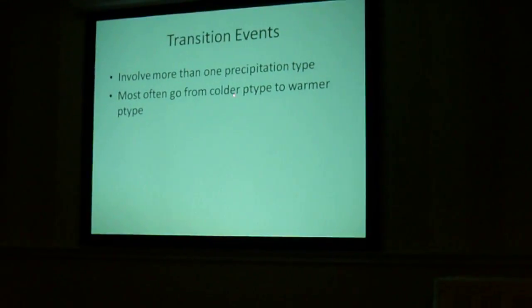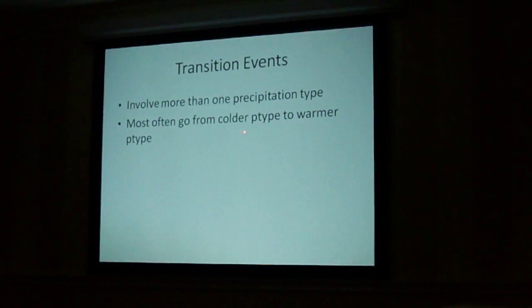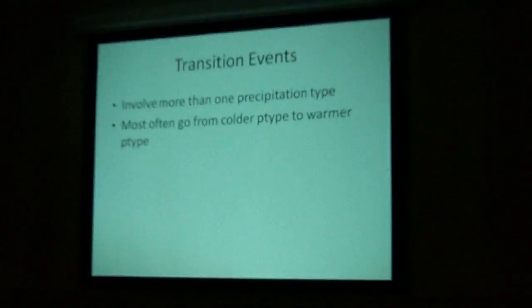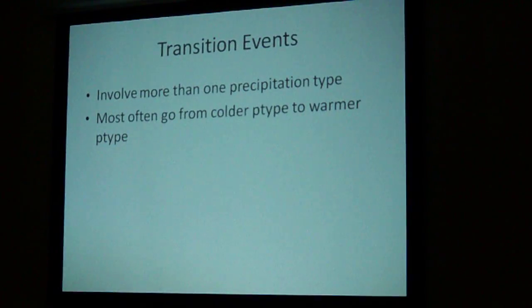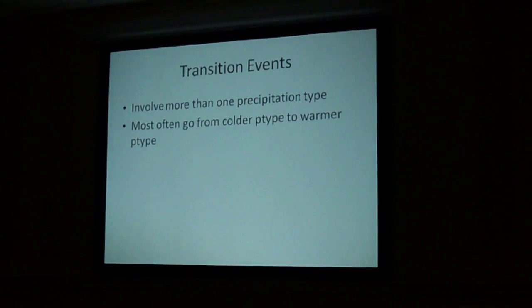Most often on the East Coast, you go from a colder precipitation type to a warmer precipitation type. The reason for that is that usually when you're transitioning back to a colder atmospheric profile on the East Coast, it's usually drying out. So you don't really get as many big rain-to-snow events on the East Coast. You do get them. We all remember some of the ones like Christmas '02.